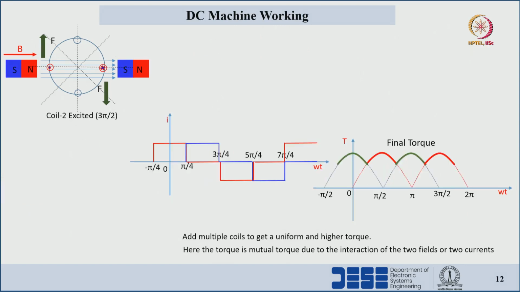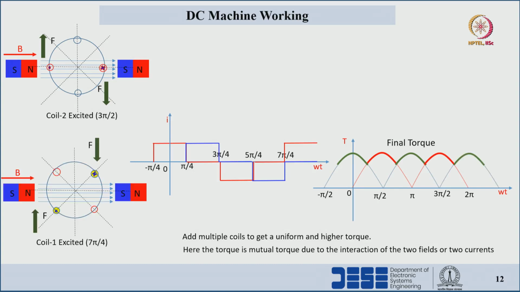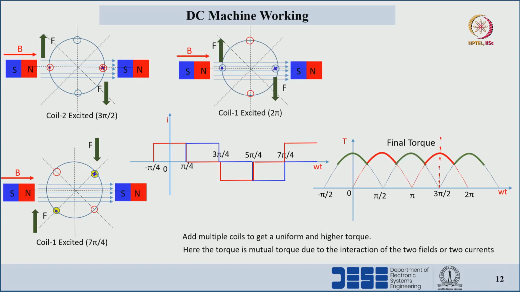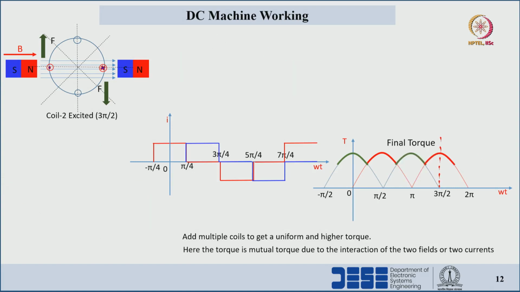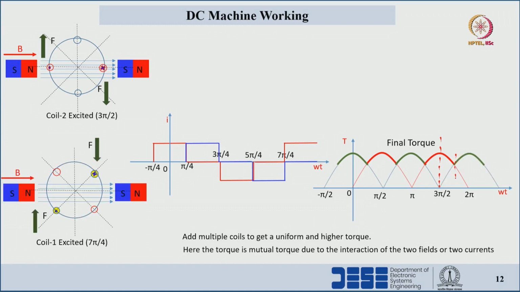Next, at an angle of 3 pi by 2, it is the same maximum torque we are seeing at this particular point. At an angle of 7 pi by 4, the torque reached this point, right. So here we have to excite coil 1 with reverse current at 7 pi by 4, we can see here. So we are reversing the current here.